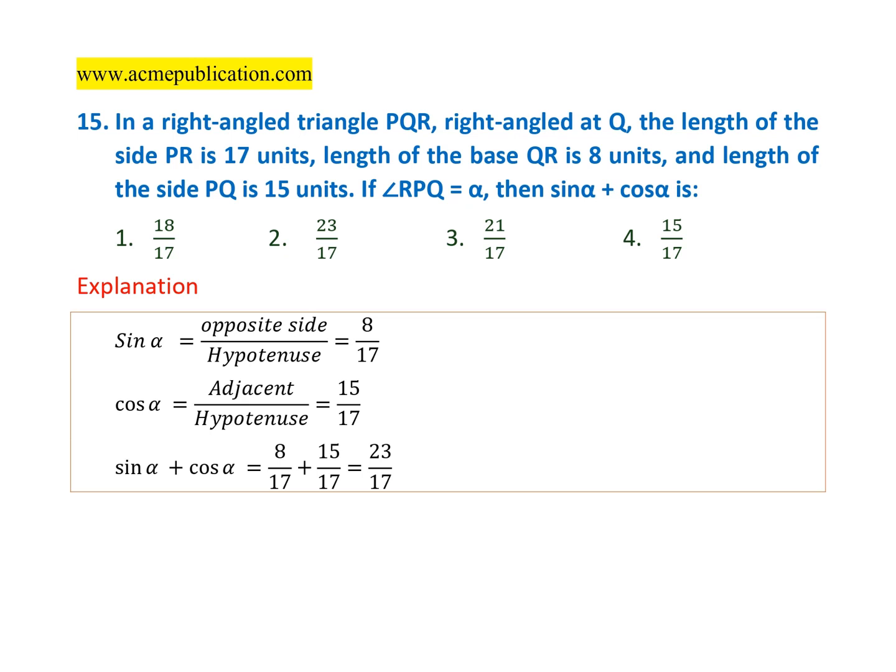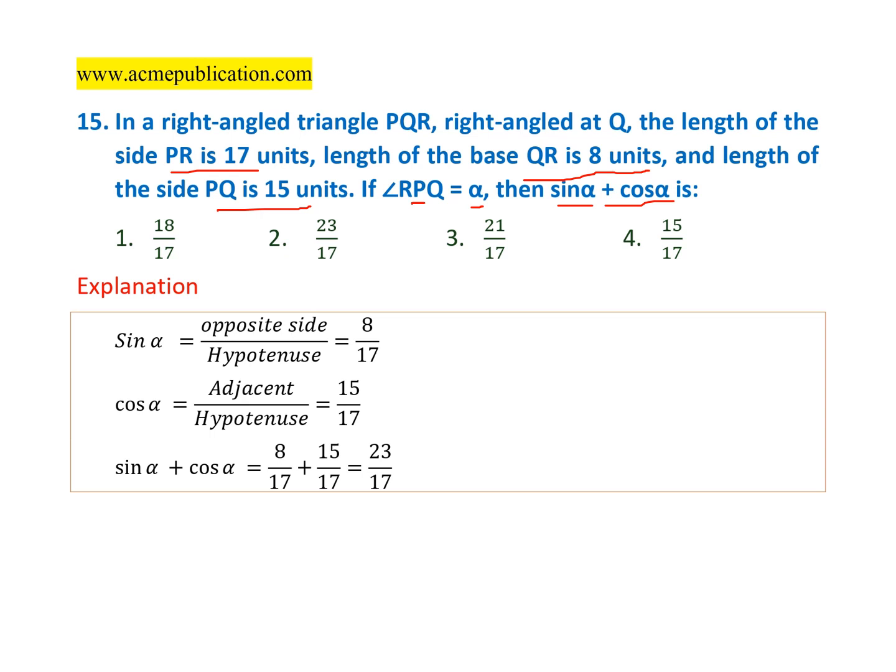Question 15. In a right angle triangle PQR, right angled at Q, the length of side PR is 17 units, length of the base QR is 8 units and the length of side PQ is 15 units. If angle RPQ is alpha, then sin alpha plus cos alpha is?